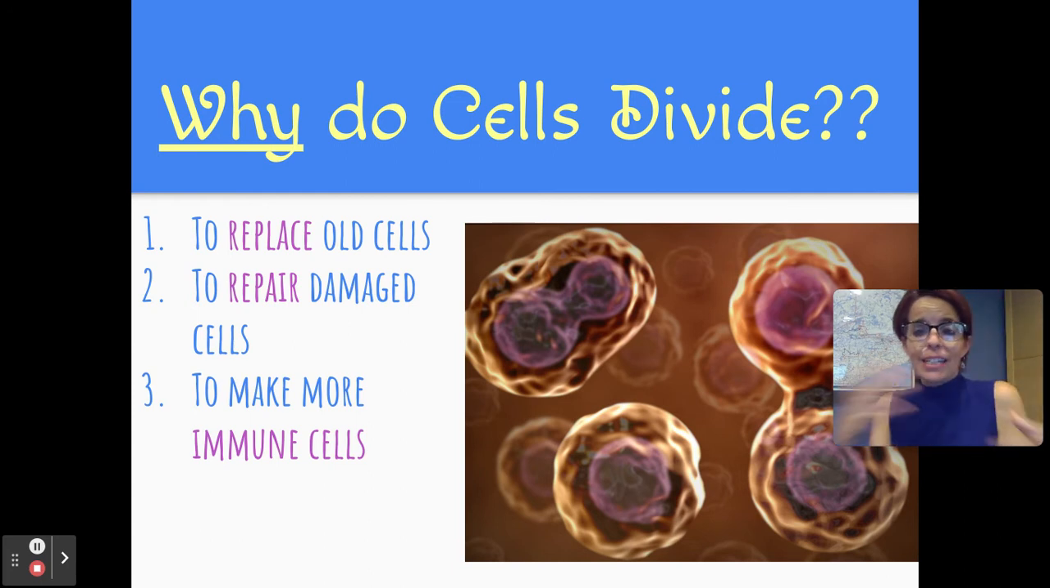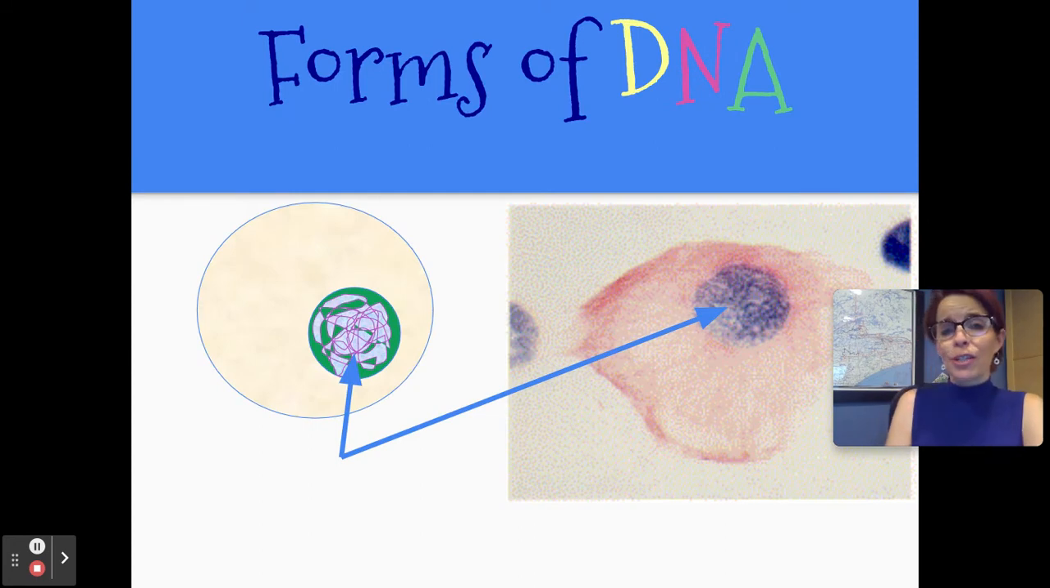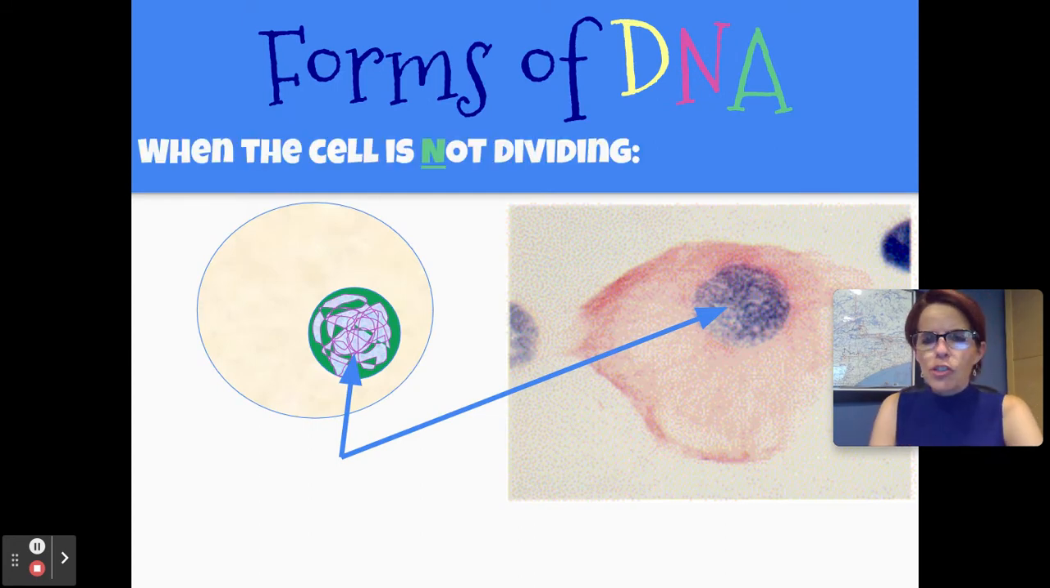So when we're sick, we need to go through a lot of cell division to make our immune system a little bit stronger. We also have to go through cell division in order to make our sperm and egg, which we will talk about a little bit more later. So that's called making our gametes, and that's a different kind of cell division than what we're going to talk about right now.